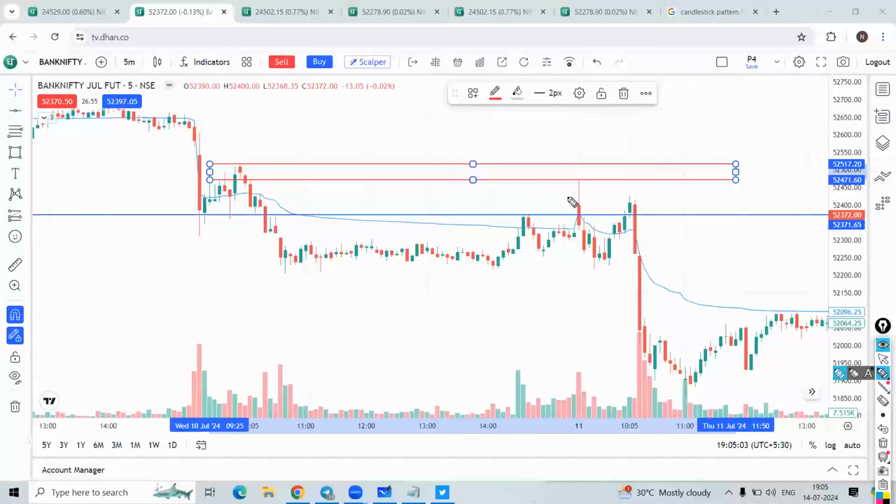Price in the morning took resistance from the fast bears zone. In the first 5 minutes, 10 minutes, I don't take entries. First, just let one candle form. I'm not in an urgency to take entry.